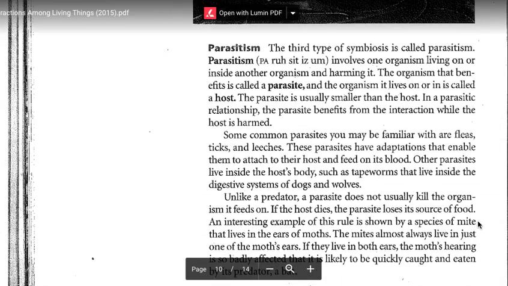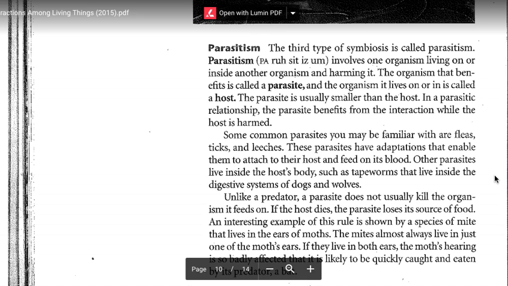All right, parasitism. The third type of symbiosis is called parasitism. Parasitism involves one organism living on or inside another organism and harming it. The organism that benefits is called a parasite, and the organism it lives on or in is called a host. The parasite is usually smaller than the host.